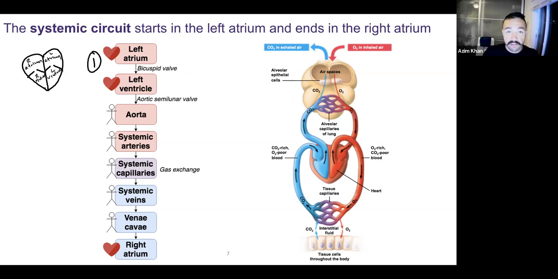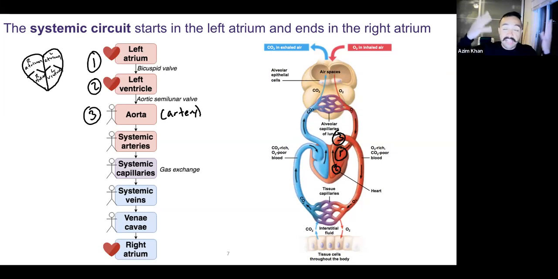So our systemic circuit to the rest of the body, we start in the left atrium. We pump blood to the left ventricle. From the left ventricle, we pump blood out of the heart. The first major artery out of the heart on this side, the left side, is the aorta. It's the largest artery in your body. The aorta then can branch. Some branches to the head, some branches to the arms, to the trunk, to the legs. There's lots of branches. We're just going to collectively call them systemic arteries.